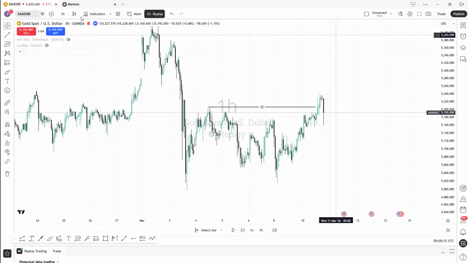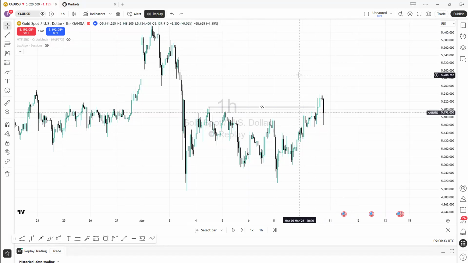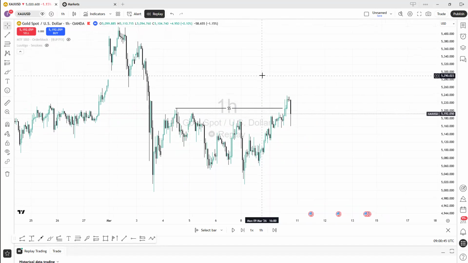All right, so I'm going to show you how to use IFVG, inversion fair value gap, to take trades on gold. How to use inversion fair value gap to take trades on gold.